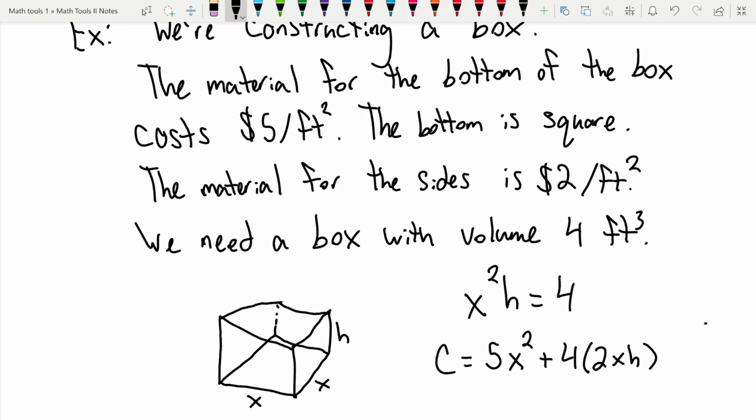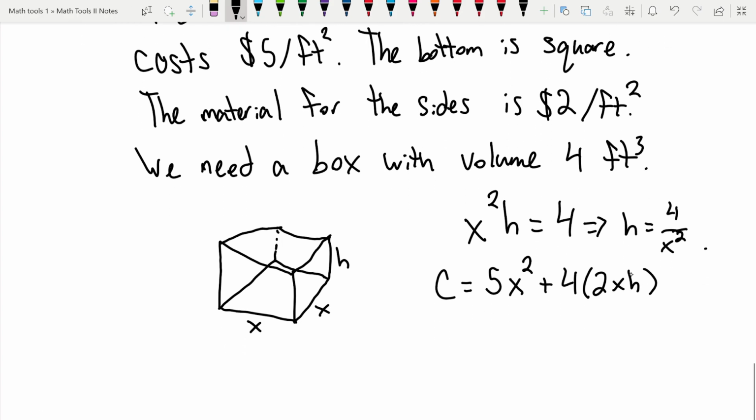Now again, we need the cost function to only have one variable. So the easiest to get rid of is h because there's only one of them. And this implies that h is equal to 4 over x squared. So we can go ahead and substitute h for 4 over x squared. So cost as a function of x is going to be 5x squared plus 8 times x times 4 over x squared. And if you're concerned about 0 not being in the domain, it's not in the domain anyway, right? The side of the box can't be 0.